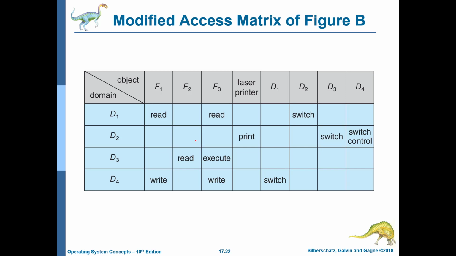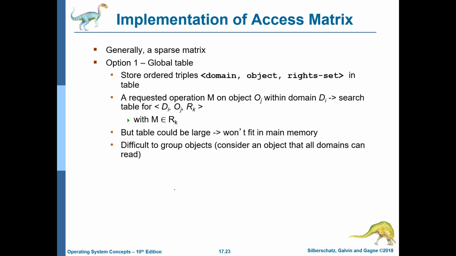So then, given the fact that we can sort of generalize this access matrix, there is a lot that operating systems do to actually store and maintain this access matrix. It is generally a sparse matrix, the reason being that we have lots of objects and a lot of users. So it is not the case that for every user-object pair, the access matrix will have an entry. So one option is that we can have a global table where we store ordered triples of the domain, the object, and the right set.